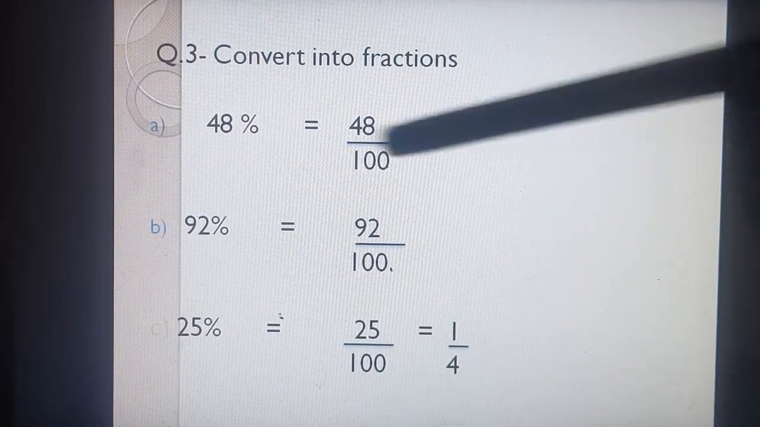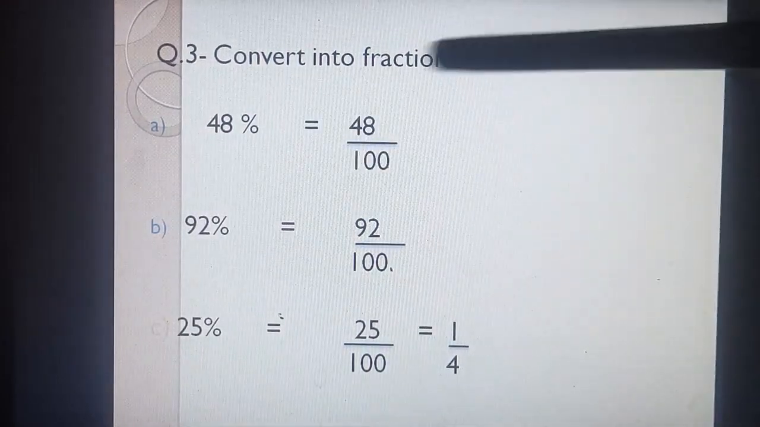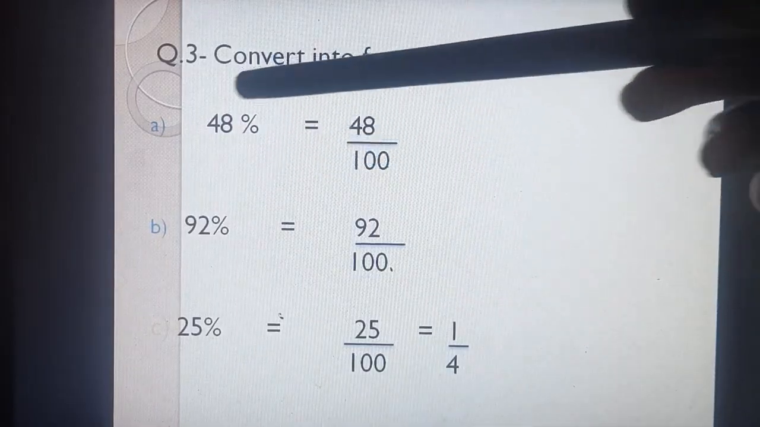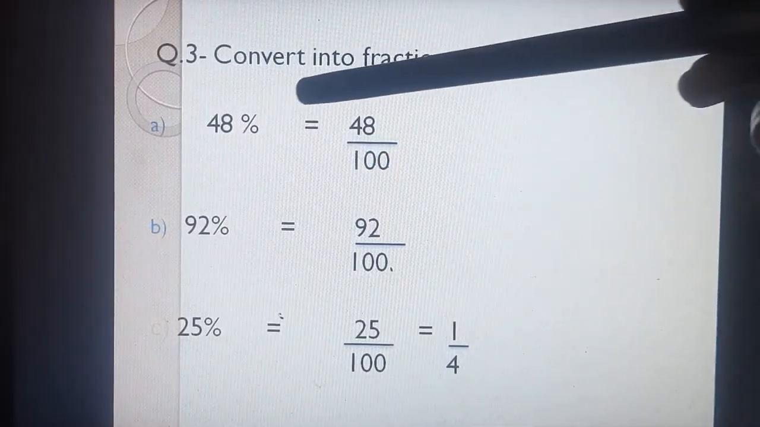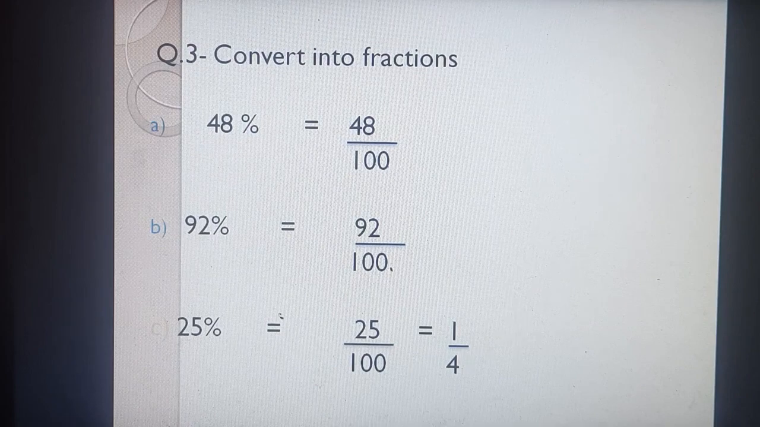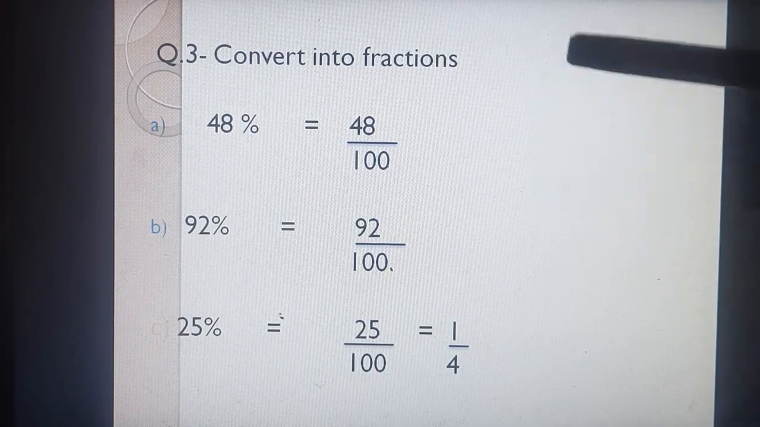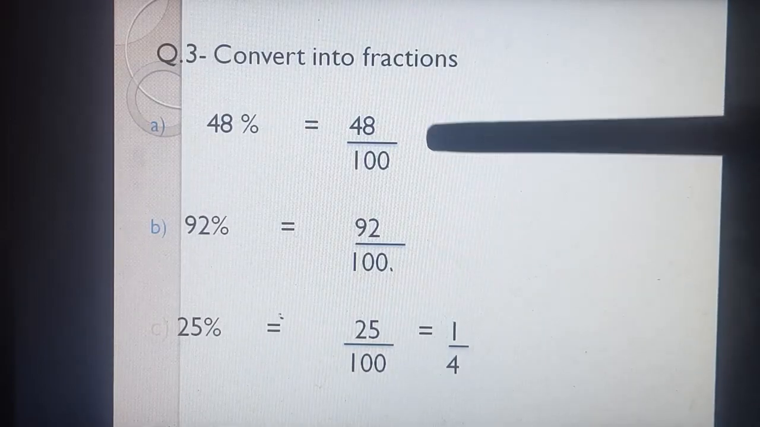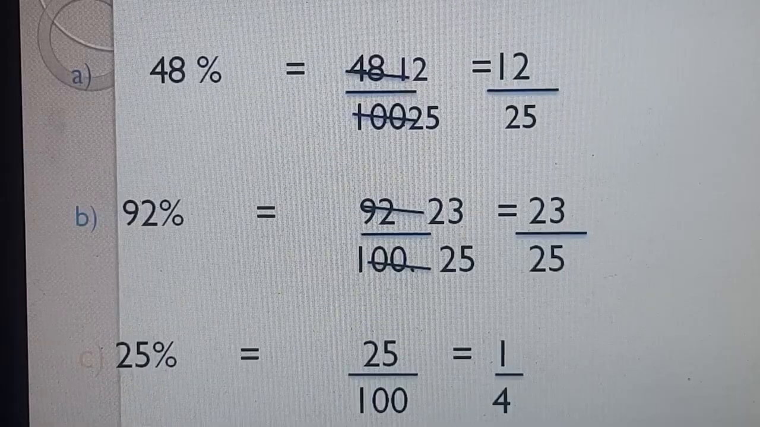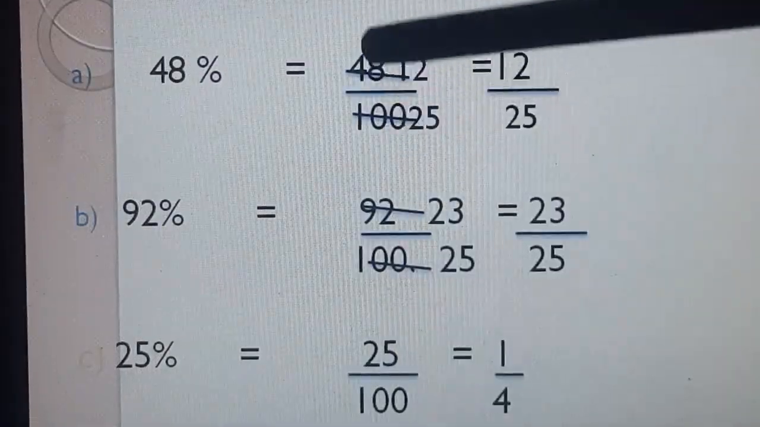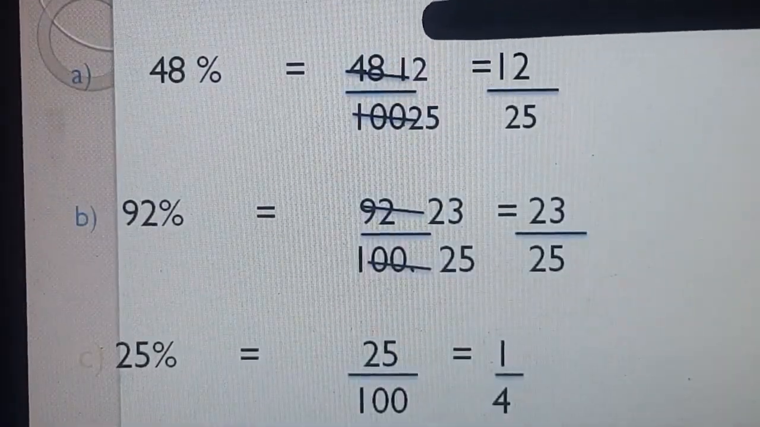जो given number है उसके नीचे आप 100 लगा दीजिए, because percentage means per 100. So A part 48% means 48 upon 100. Now we have to reduce it into lowest form. We will do cutting here. So 48 upon 100. Cancellation is possible with 4.